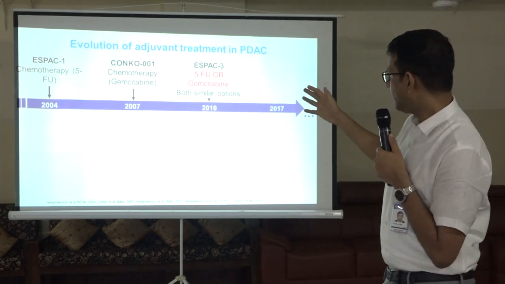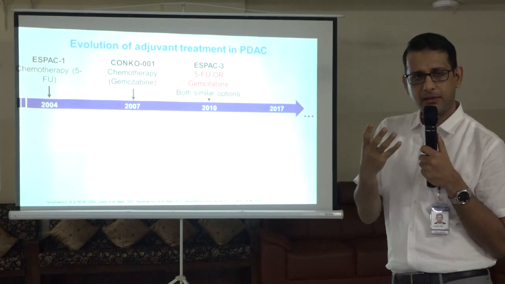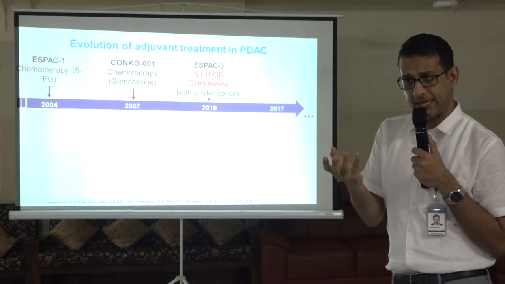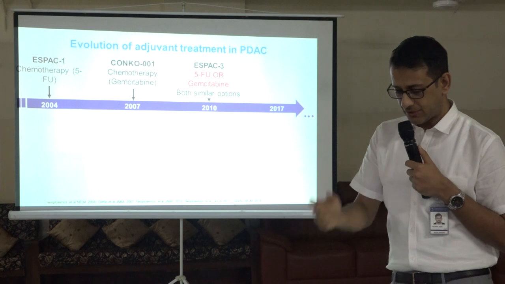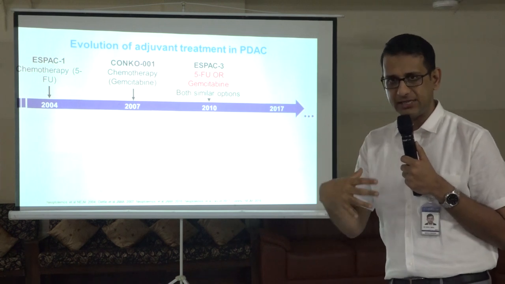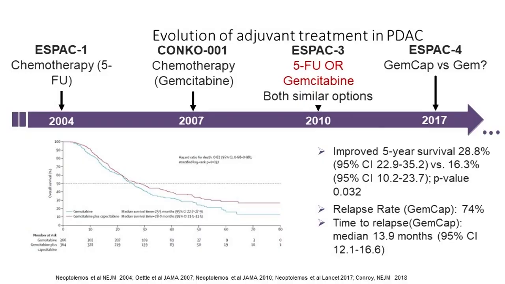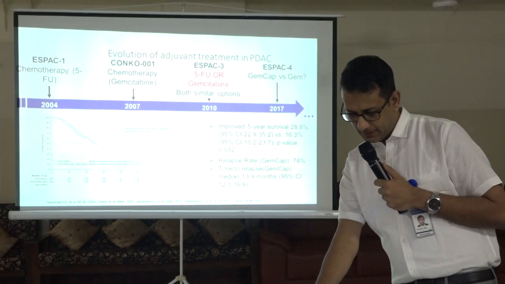Then as time has gone by, we got what we call capecitabine, which is a prodrug for 5-FU. So basically the most important drug in any GI cancer is 5-FU and its derivatives. That's what you need to remember. And then recently, for the last 10 years or so, people have tried giving combinations. The trial I am showing you is called ESPAC-4, where they used both gemcitabine and capecitabine. And if you look at those Kaplan-Meier curves, you can see that people who got this combination, their survival was improved, right?